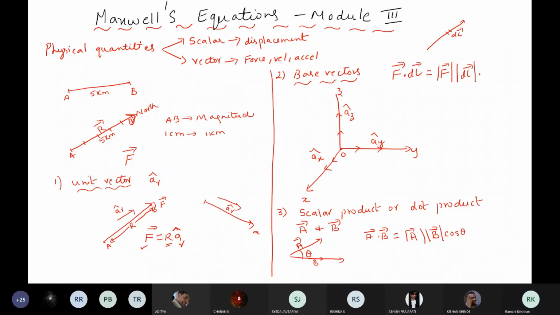Rohit, what angle will come here? Rohit is absent. Rishika, yes? Yes, ma'am. F dot DL is equal to modulus of F, modulus of DL cos theta.